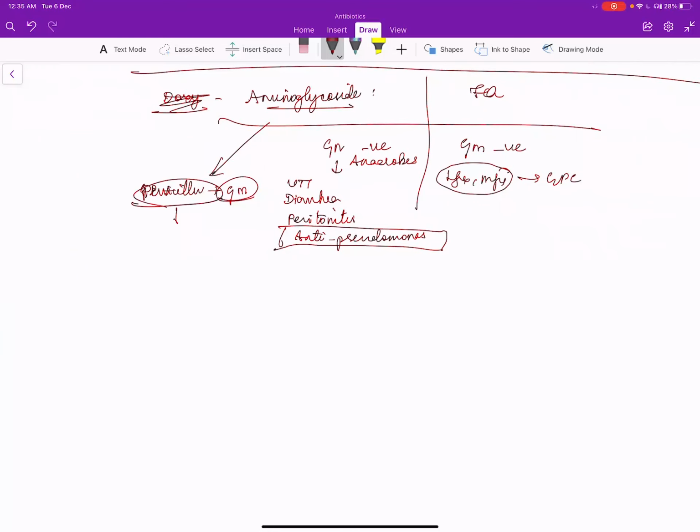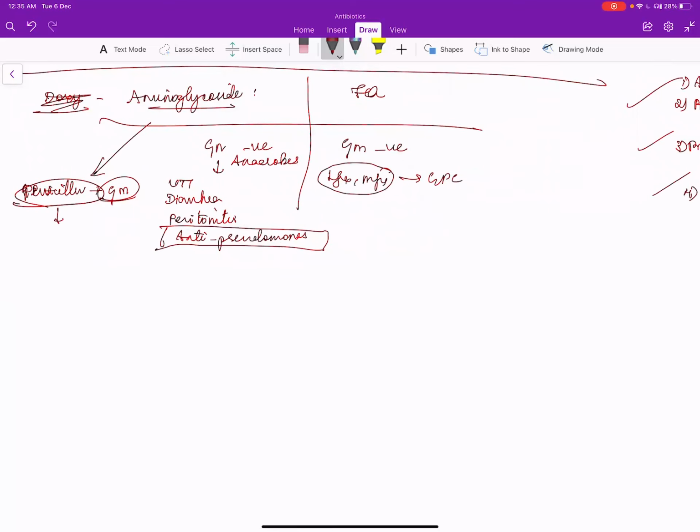Penicillin, I didn't get that. Can you repeat, please? Which one? That last point, regarding penicillin. The pseudomonas point.